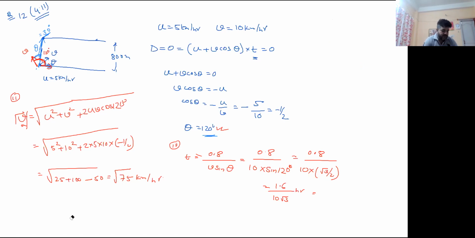Is it okay, everyone? Done. Now see, I want to show you two questions from your motion in one dimension sheet. Question number 67 and question number 68. Same type of question you have 69 and 70. So I show you these two questions, you try these two as a homework. Exactly same type of question.